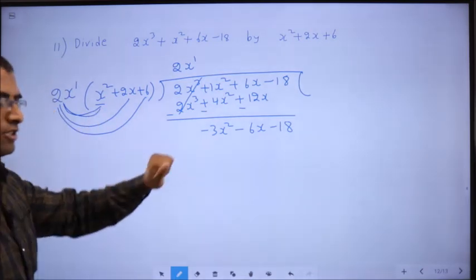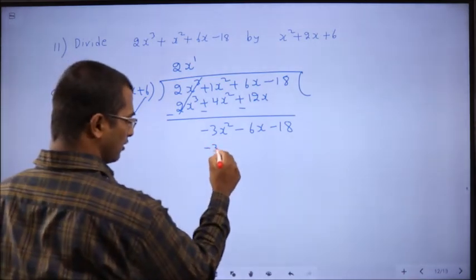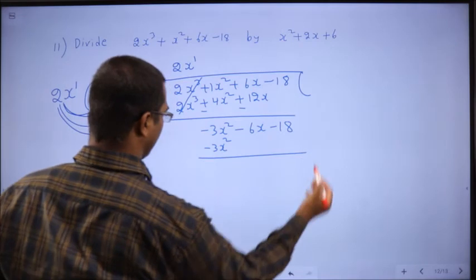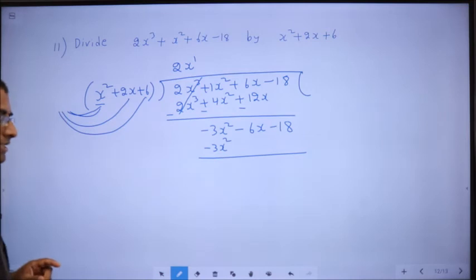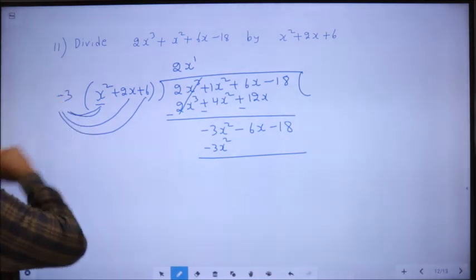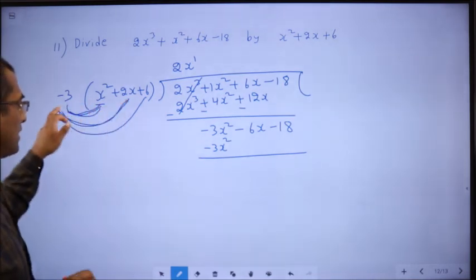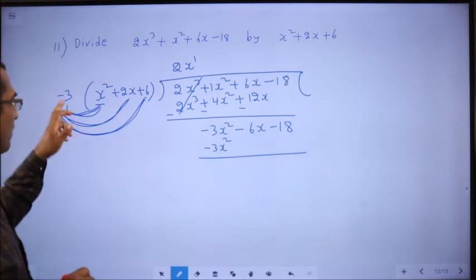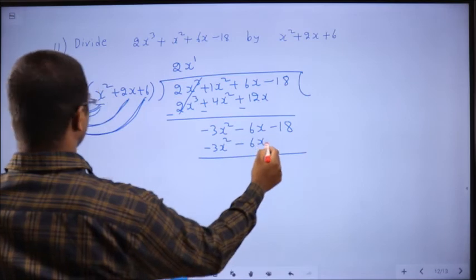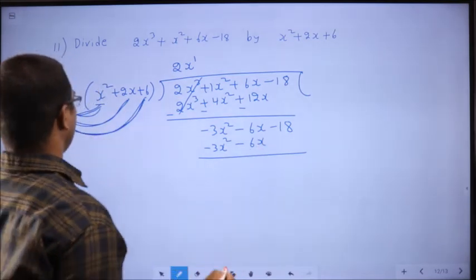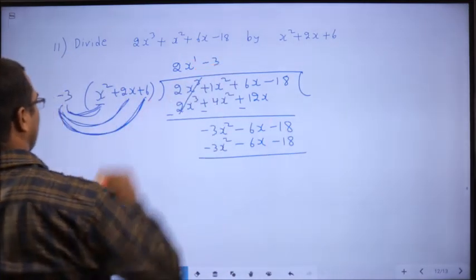Here x square, here also x square. I can still continue my division. Minus 3x square, below this also I should get minus 3x square only. Here I have x square, I should get minus 3x square, means I should multiply it with only minus 3. Whenever I am multiplying to this, I should also multiply to the second term and also to the third term. So minus 3 into 2x will be minus 6x. Minus 3 into plus 6 will be minus 18. So next term of the quotient is minus 3.